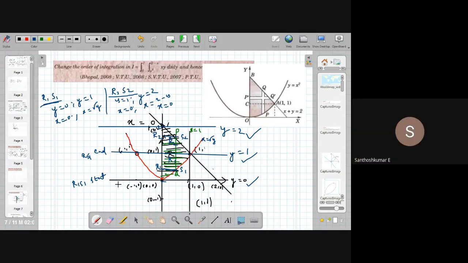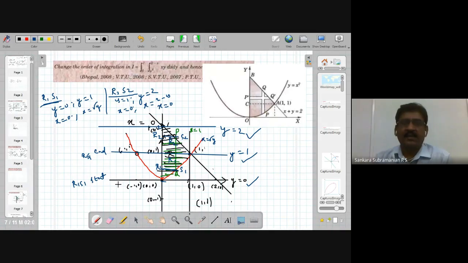Sir, instead of that, can we take PQ straight? The question is change of order, and it has been given that way, so how can we choose? Do you understand? They took PQ and asked for change of order. If PQ is given, we must take RS. If they have given a strip which is parallel to the y axis, we must take the strip which is parallel to the x axis. If they had given it the other way, we could take it, but it is not a problem.